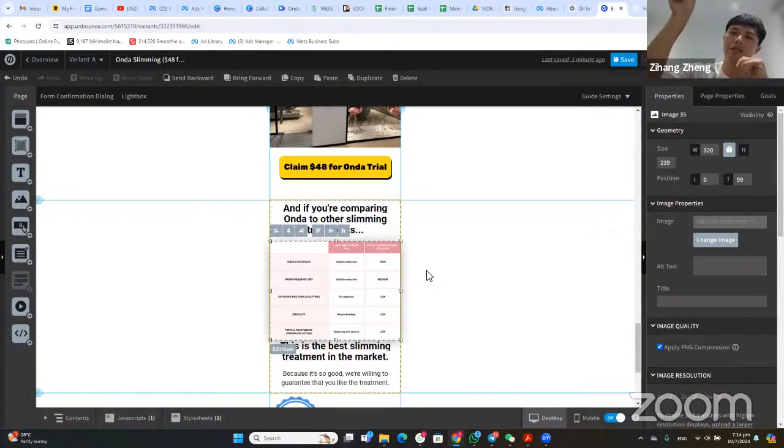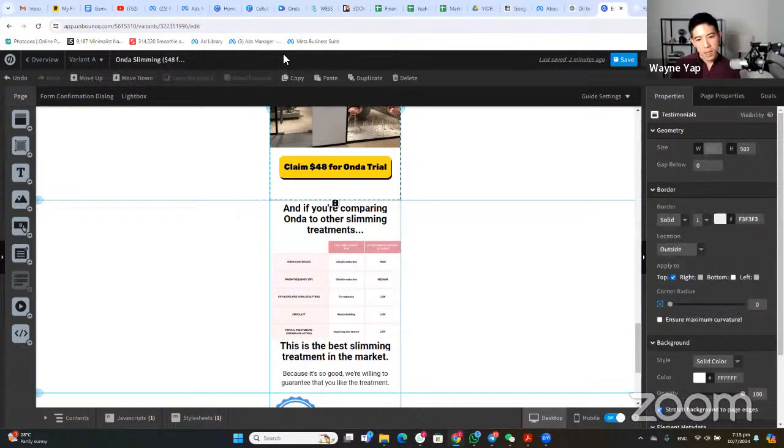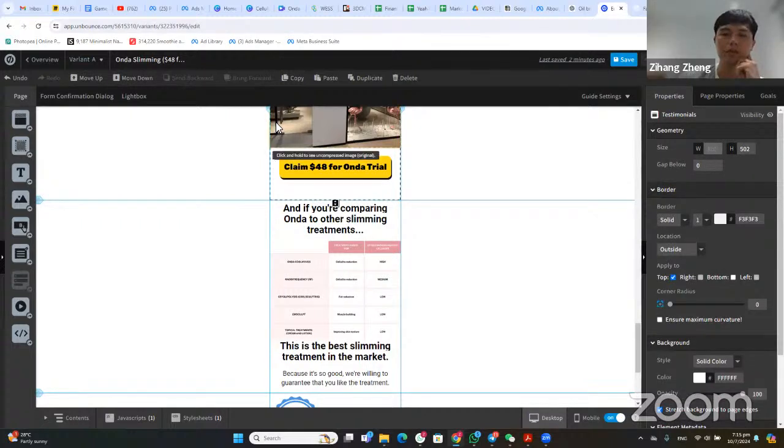Then another column would be, what do you call it? Comparing Onda, comparison against Onda. So I will write down what is Onda's advantage over the individual treatment. Okay, yeah, sounds good. I think that's a good plan. So then the Onda one will be blank.